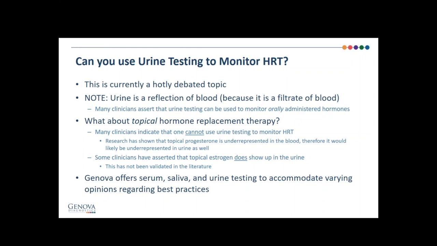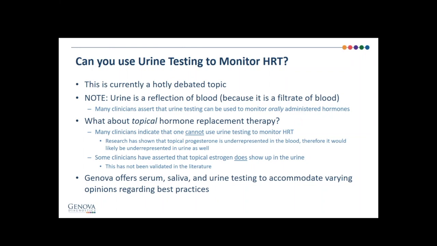What about topical hormone replacement therapy? Well, many clinicians indicate that one cannot use urine testing to monitor hormone replacement therapy for the parent hormone. Research has shown that topical progesterone is underrepresented in the blood, as I said earlier. Therefore, it might well also be underrepresented in the urine, which again is a filtrate of the blood. Some clinicians have asserted that topical estrogen does show up in the urine, but this hasn't been fully validated in the literature. There are studies out there, but in terms of peer-reviewed literature, there's work to do.